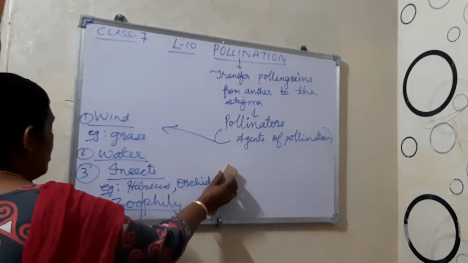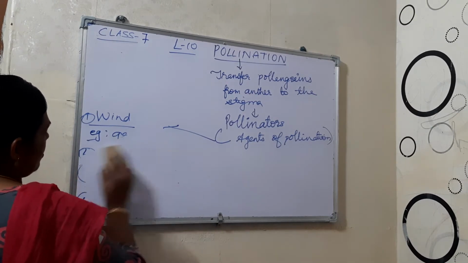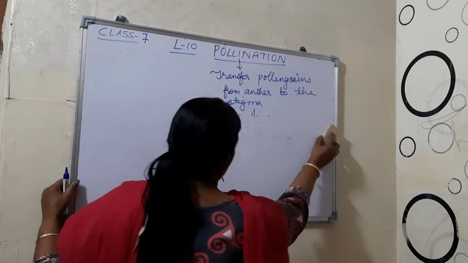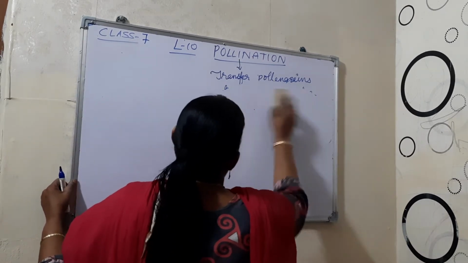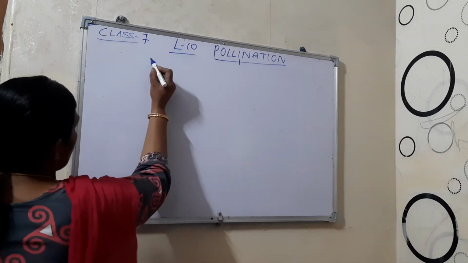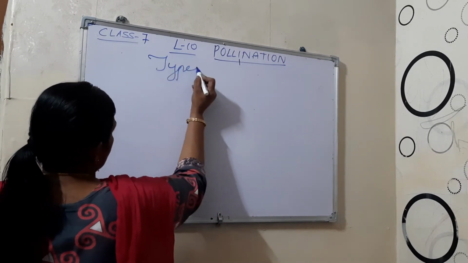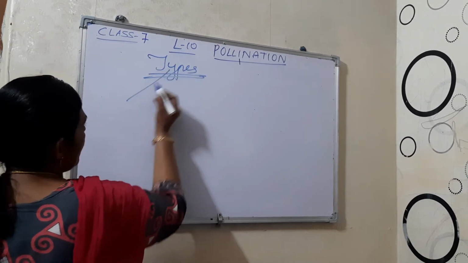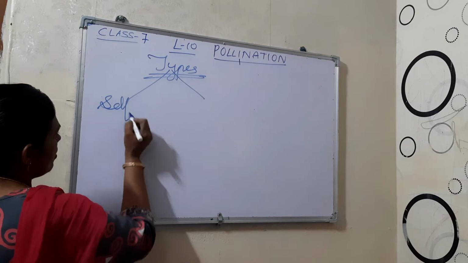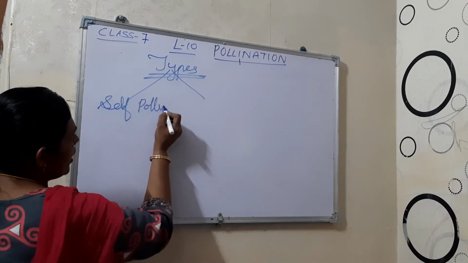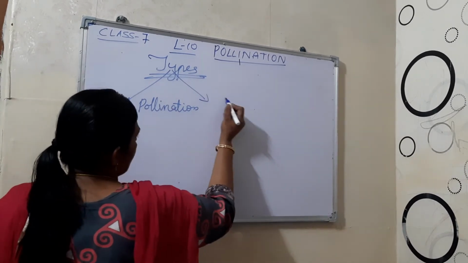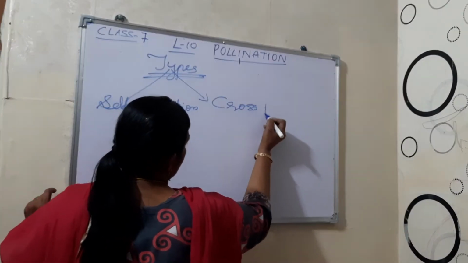Okay, now see, types of pollination. There are two types of pollination. One is self-pollination, and another one is cross-pollination.